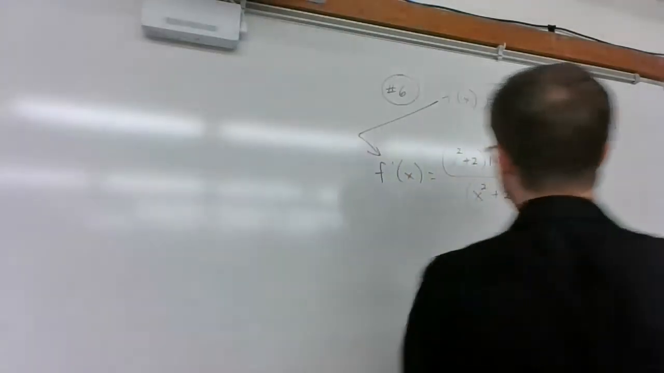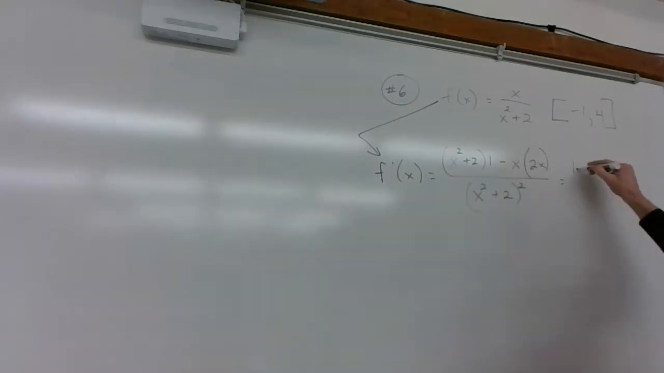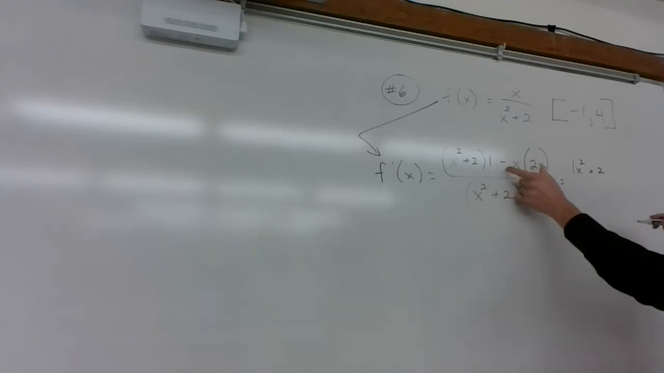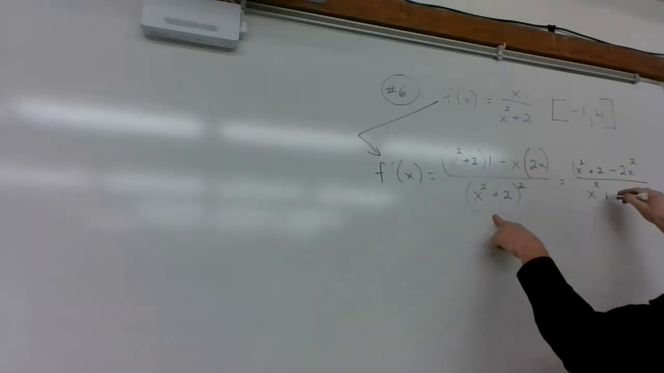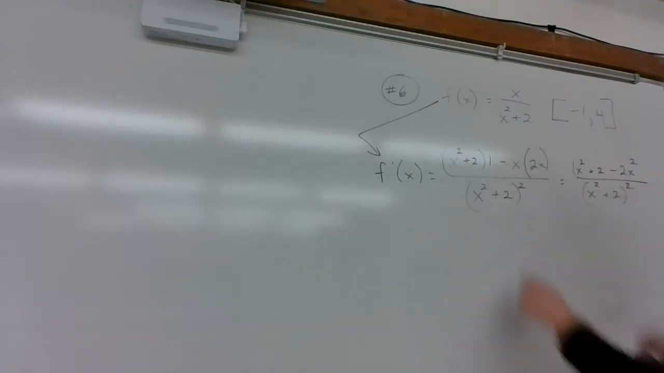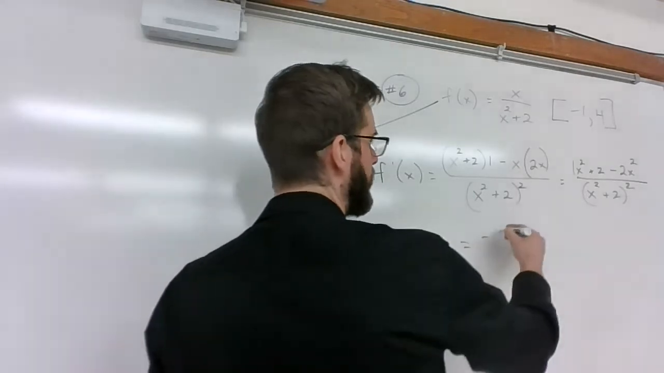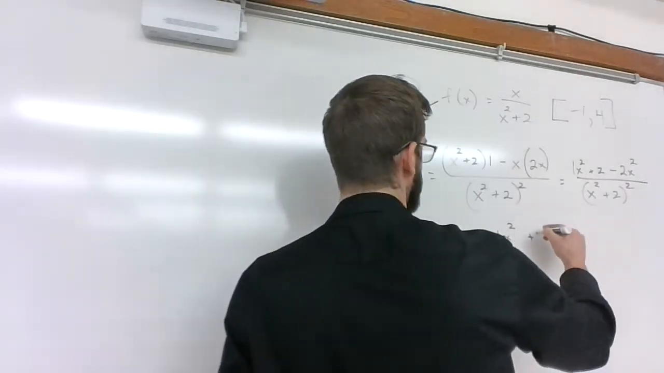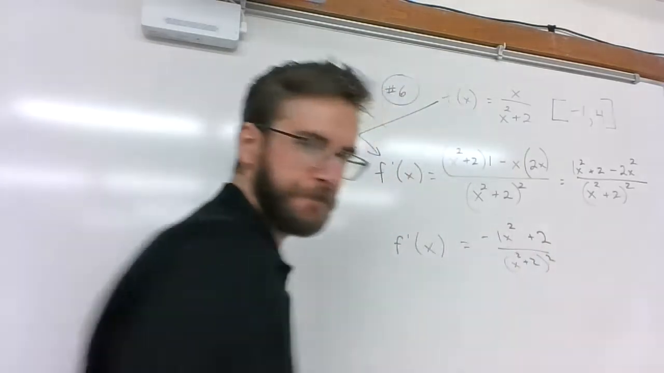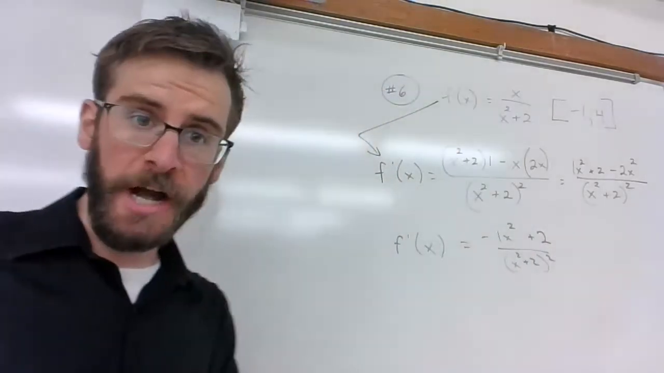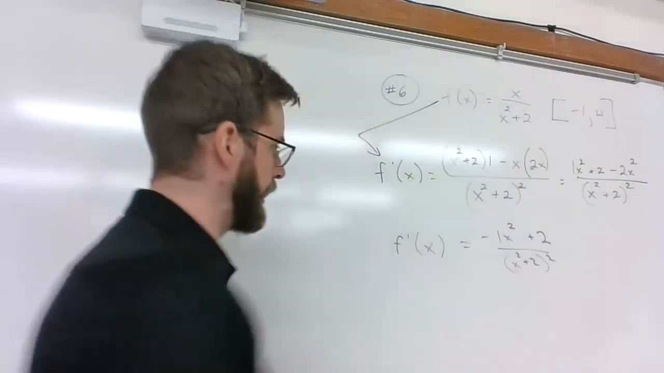All right, distribute the 1, you get x squared plus 2 minus 2x squared, all over the same thing. So our first derivative amounts to negative 1x squared plus 2. Now your job is to set it equal to 0 and find what are we talking about? The solutions to it, right?